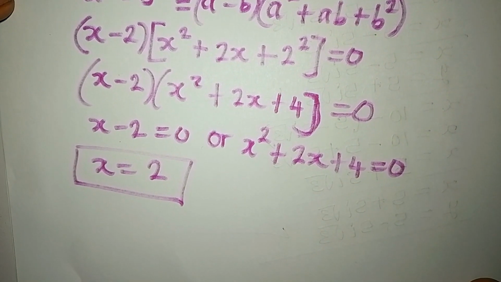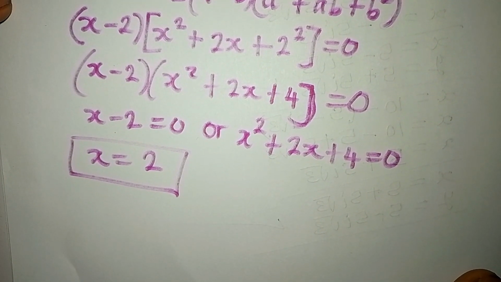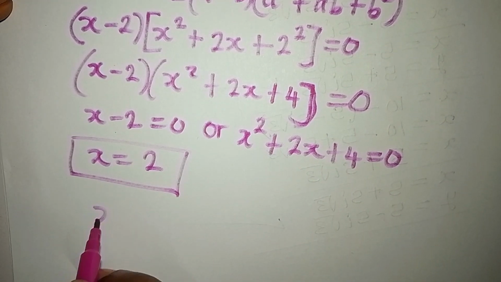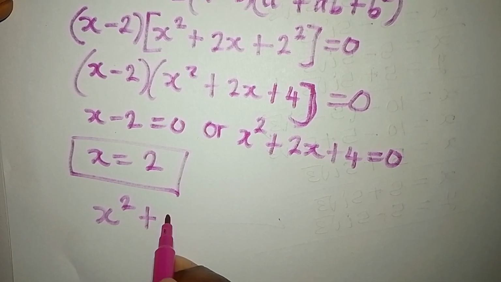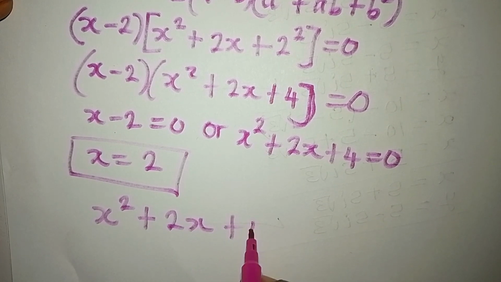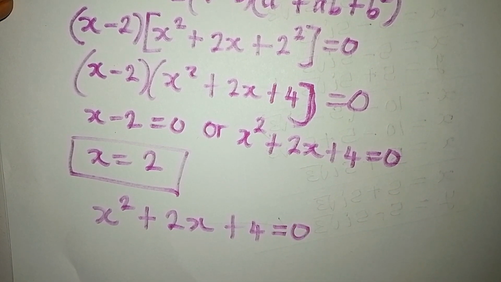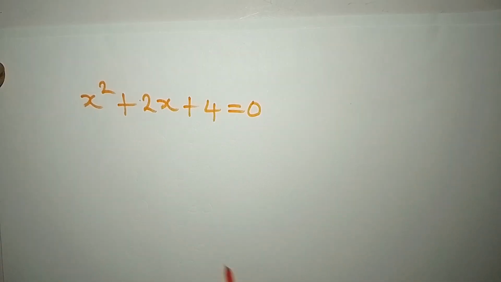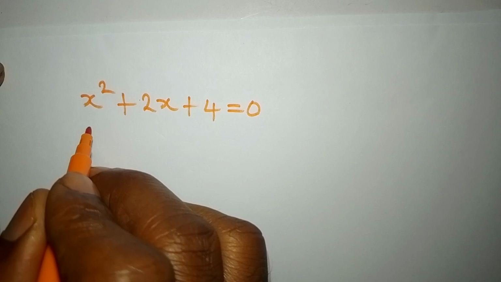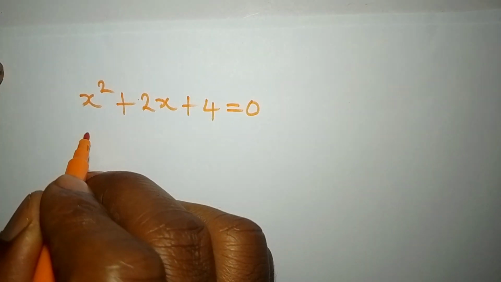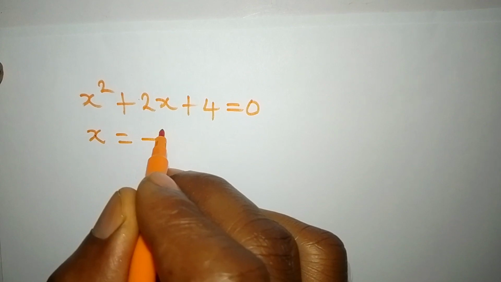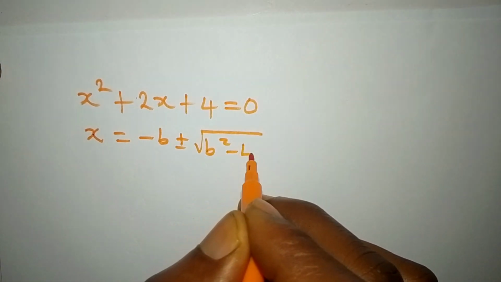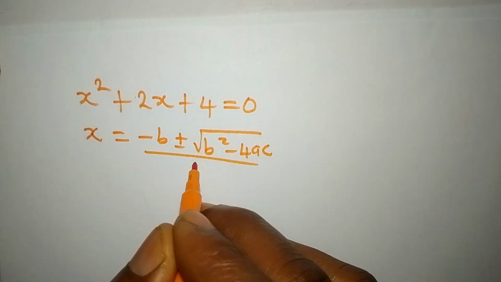Now to get the other solutions, what do we do? We will work with this quadratic equation, x squared plus 2x plus 4 equals 0. Let's deal with this very quickly. We are going to use the quadratic formula: x equals minus b plus or minus square root of b squared minus 4ac, all over 2a.